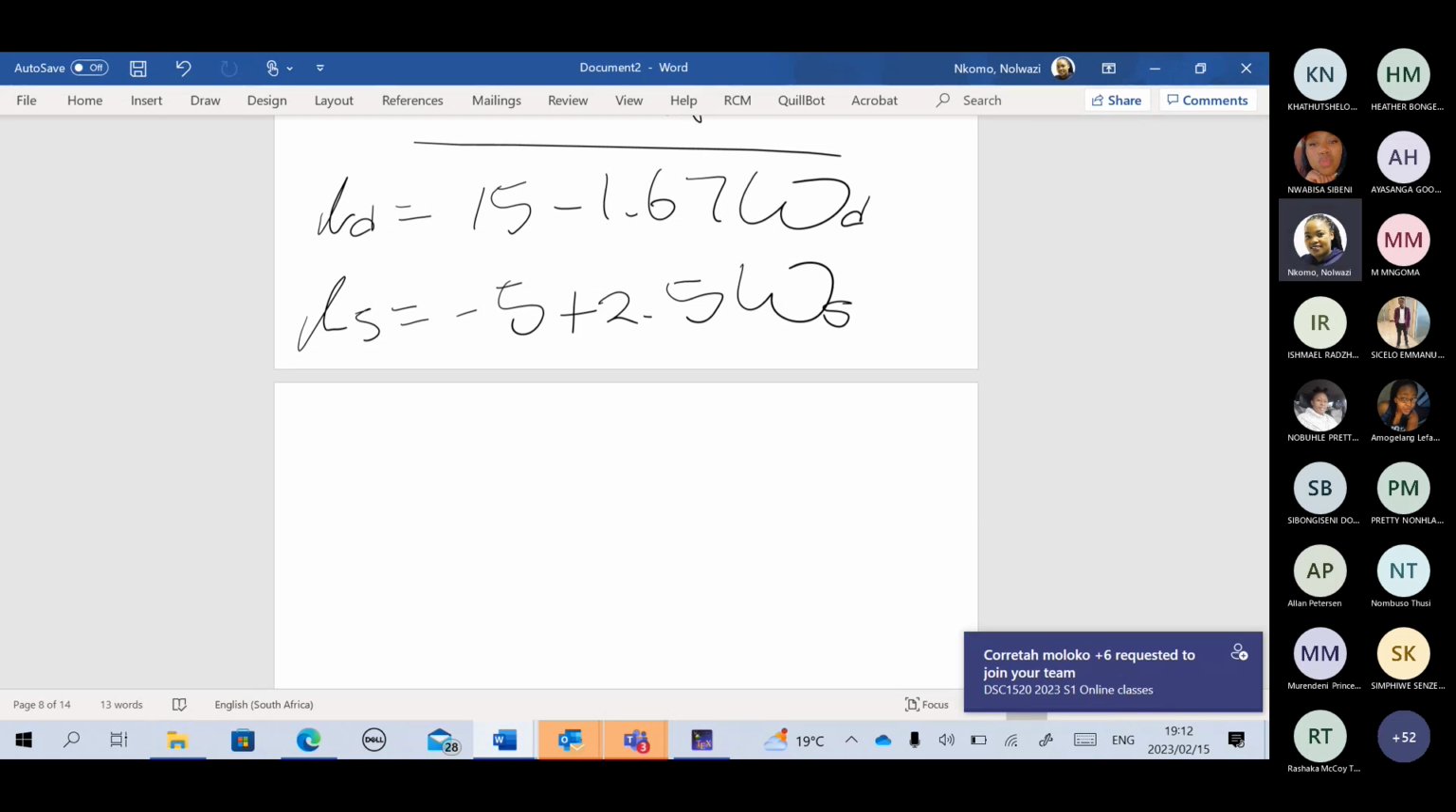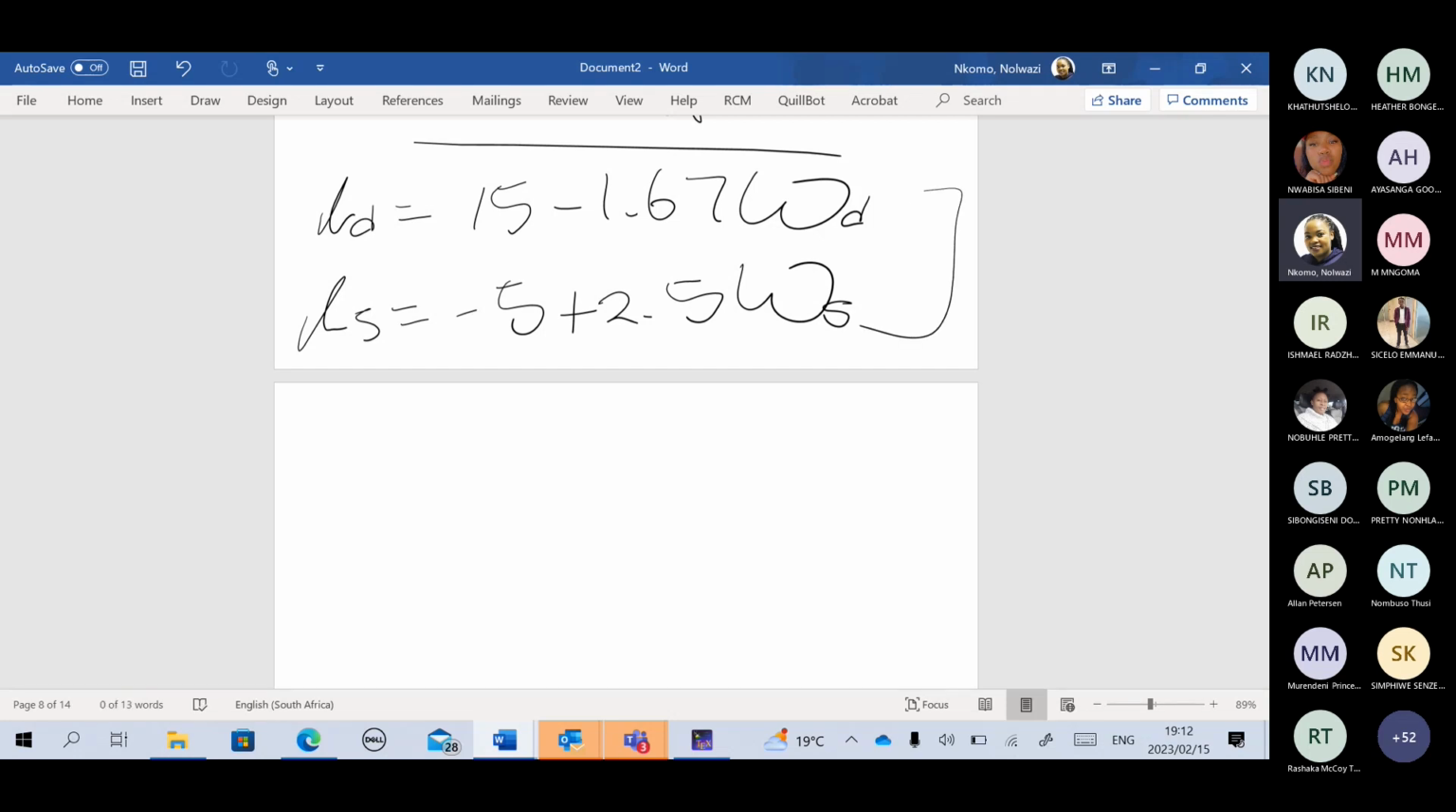So to calculate the price floor, we first need to know what the equilibrium price is, right? And we said the equilibrium price is whereby these two are equal, right? It's whereby we have these two conditions.